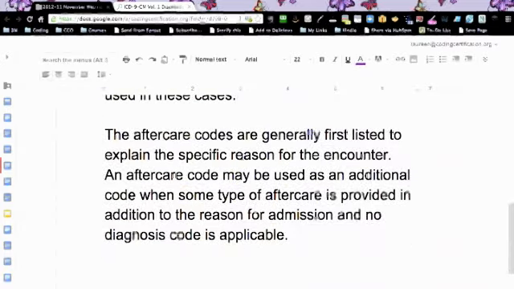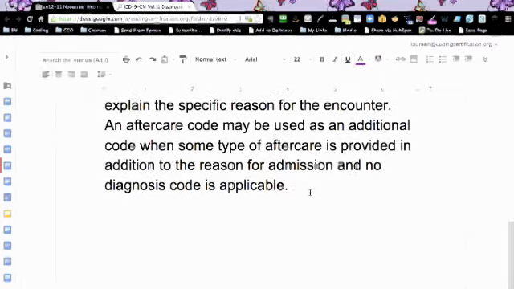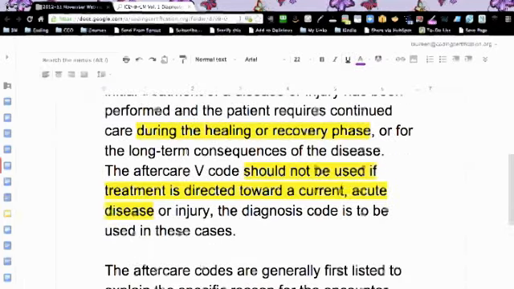It also goes on to say that the aftercare codes are generally first listed. We were talking about that on the other slide, to explain the specific reason for the encounter. An aftercare code may be used as an additional code when some type of aftercare is provided in addition to the reason for admission and no diagnosis code is applicable. So hopefully that will help you with that scenario.